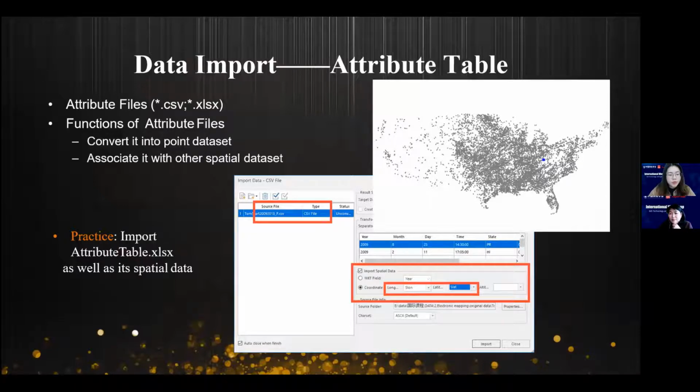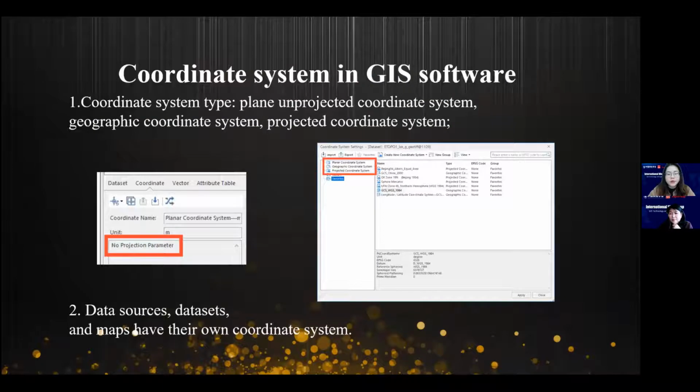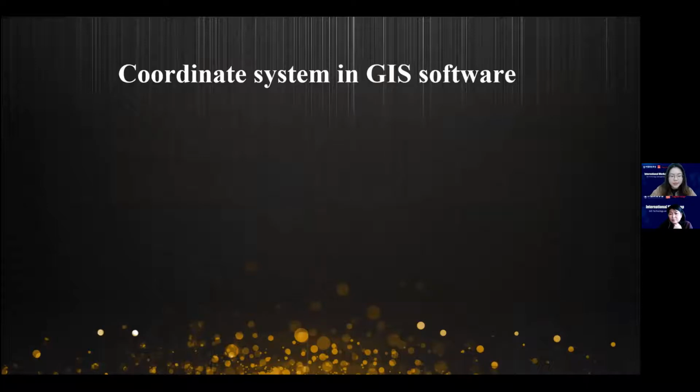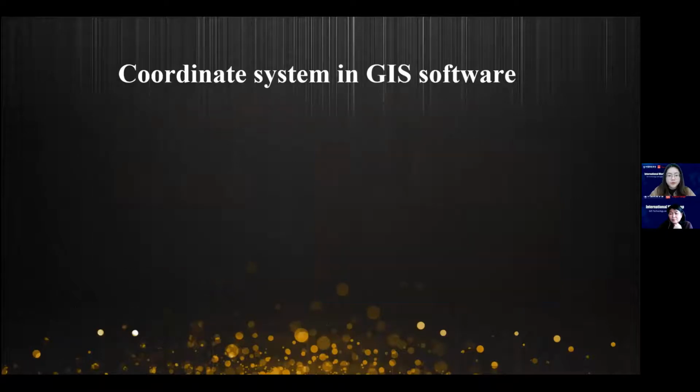We've learned how to import our attribute table data as well as the spatial information. And I will introduce you to the coordinate system in our GIS software. There are geographic coordinate system and projected coordinate system. We need to pay attention that data sources, data sets, and maps have their own coordinate system in our iDesktop.